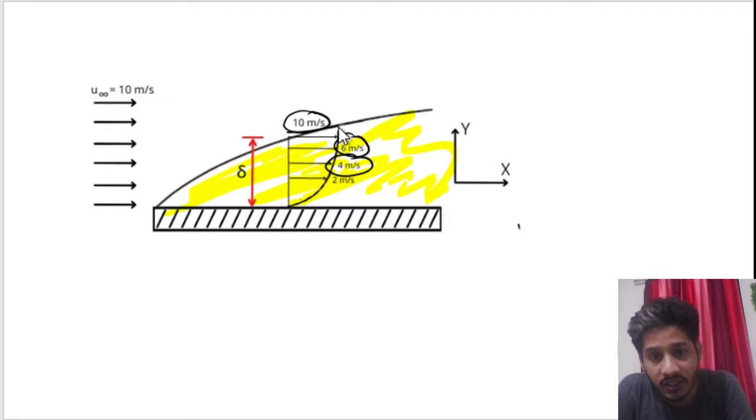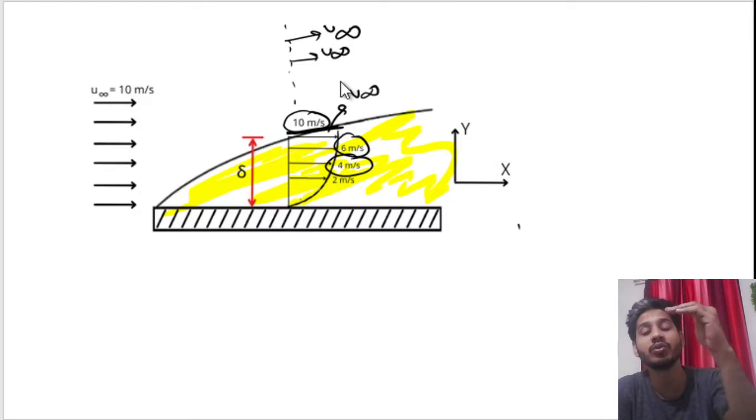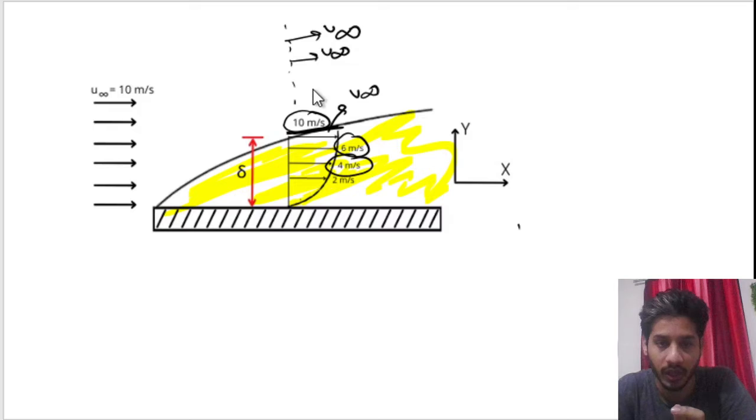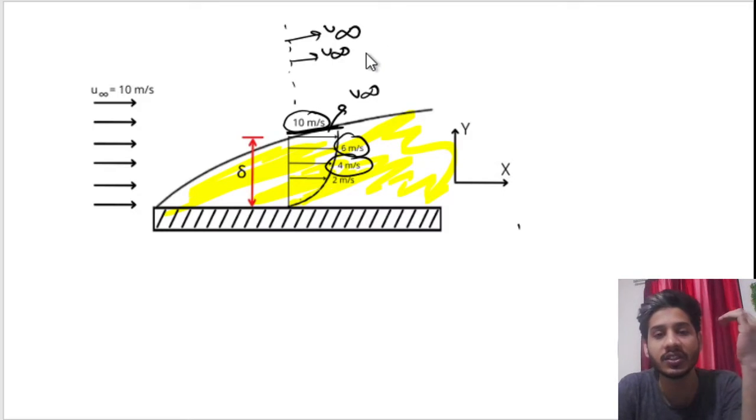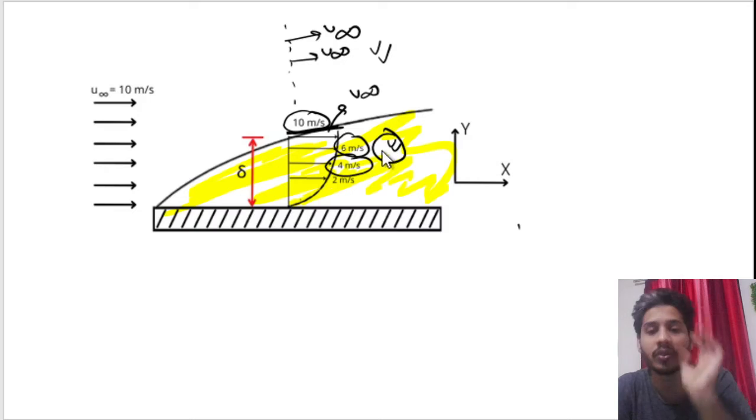And once it reaches this point, this is the velocity u infinity. And up to this higher point also, it's u infinity. So there is no relative motion outside the boundary layer. So basically, there are no shear stresses acting in this region. There are only shear stresses acting in the boundary layer. I hope this is clear.